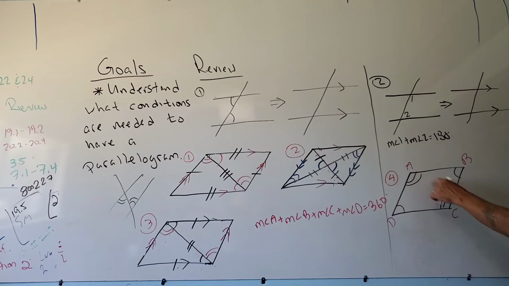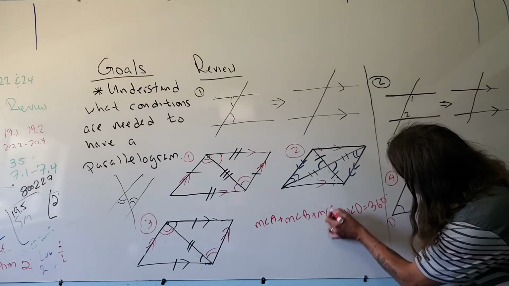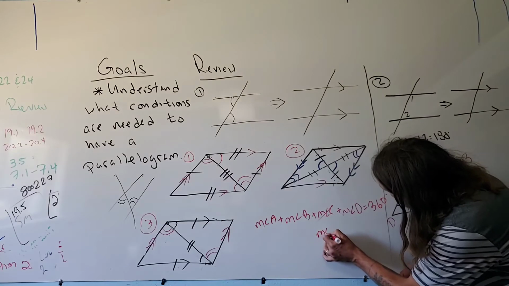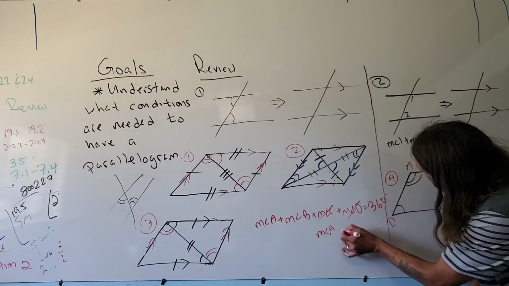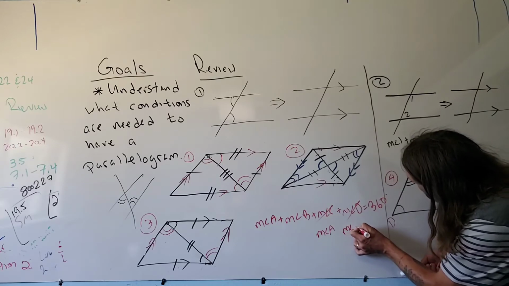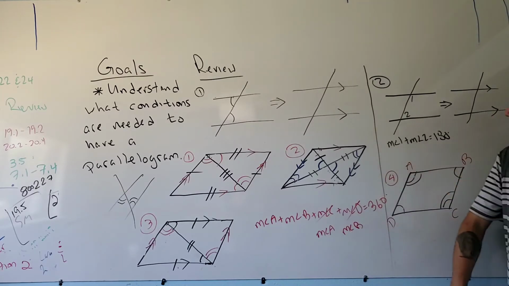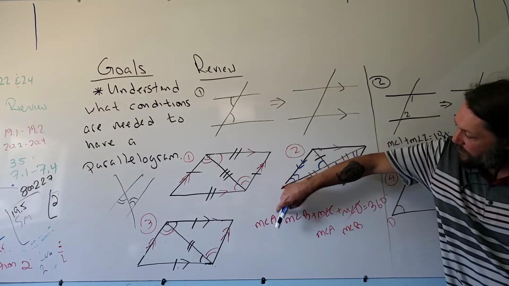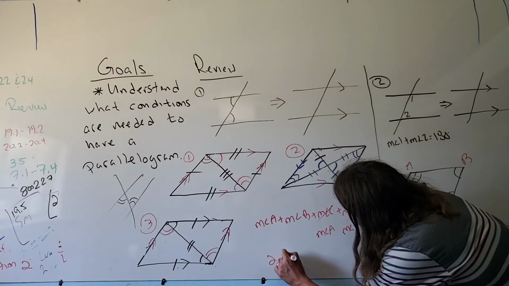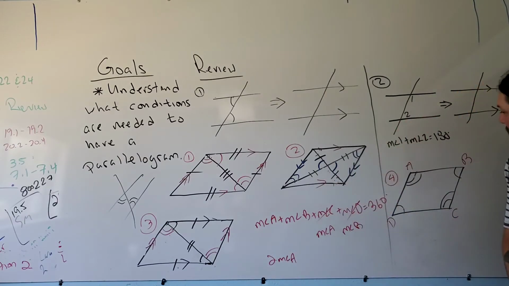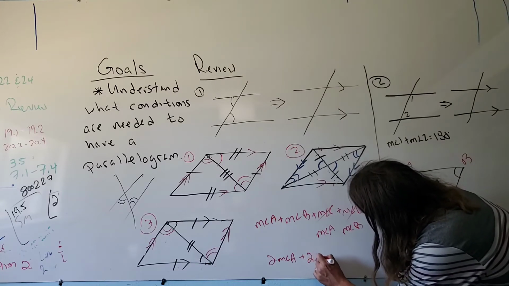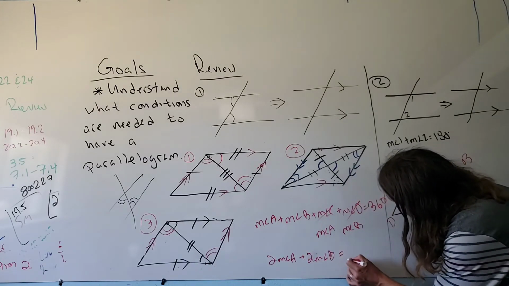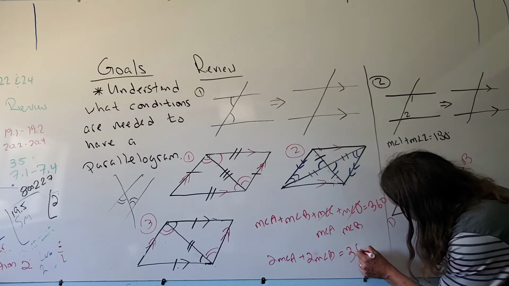Okay, now angle A and angle C, they're the same. So I'm not going to say angle C anymore. I'm going to say measure of angle A, because again, right here, they're the same. And I'm going to do that with angle D. I'm not going to say angle D anymore. I'm going to say measure of angle B, because again, they're the same. Now, I'm going to combine like terms. I have two measures of angle A, and I have two measures of angle B. And these together add up to 360 degrees.